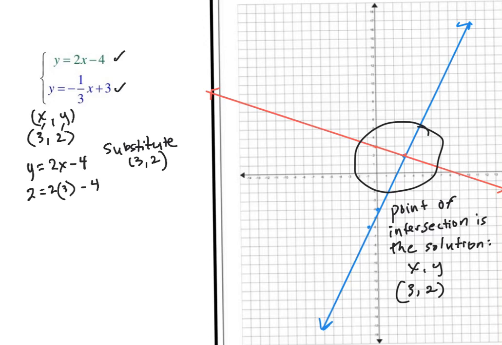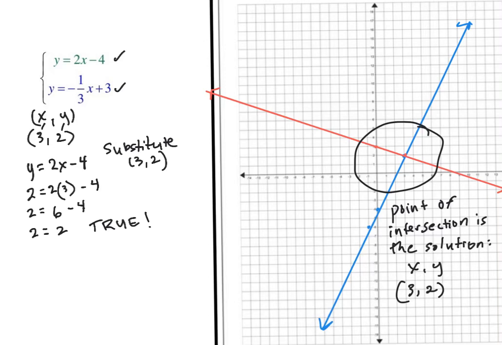Now I can simply simplify this. So I get 2 equals 6 minus 4. And if I do that math, 6 minus 4, I find out that 2 is equal to 2. That is true. So this point does satisfy the first equation. But in order for it to be a solution to the system, it must also work in the second equation.